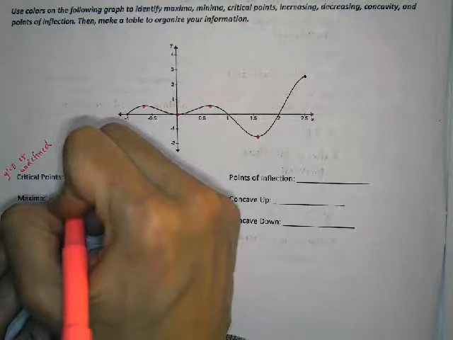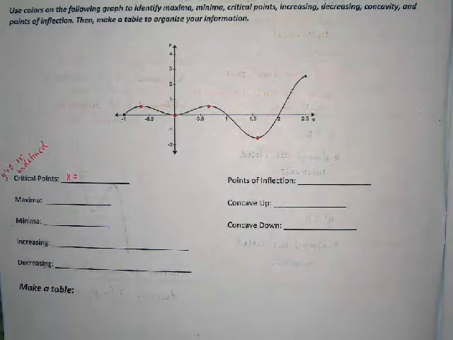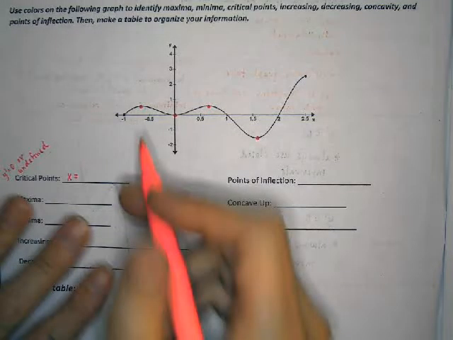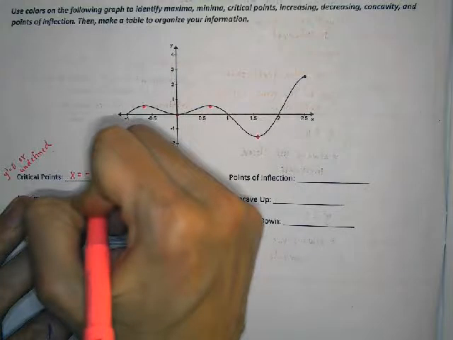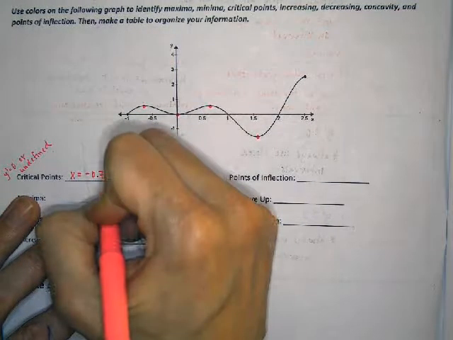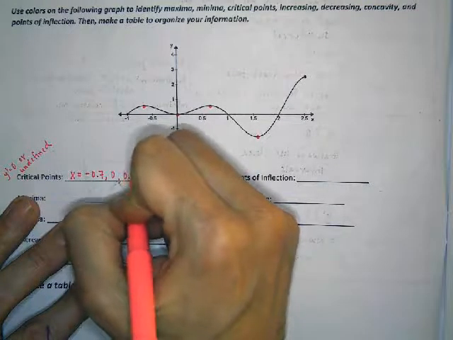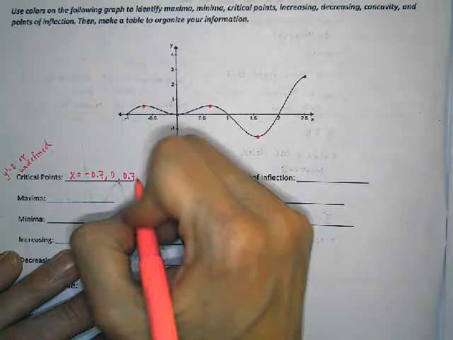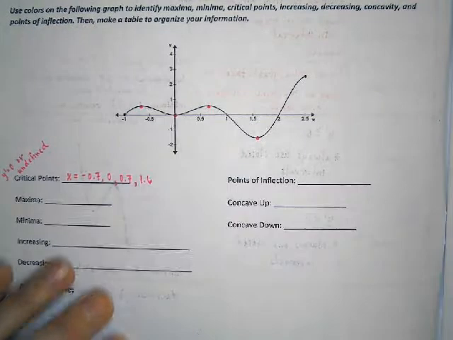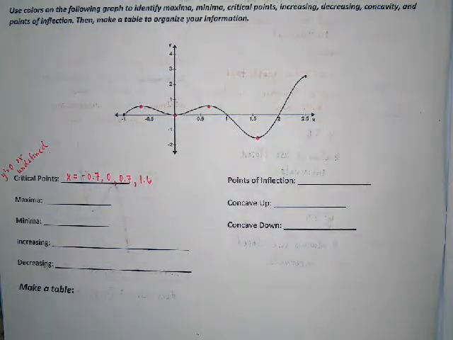Okay, and so it looks like those x values, and some of these will be estimations, so if it's a little off, that's okay. We're just going to do our best estimation. So I have negative 0.7, it looks like, 0, 0.7, and then it looks like maybe 1.6. Those are my critical points.